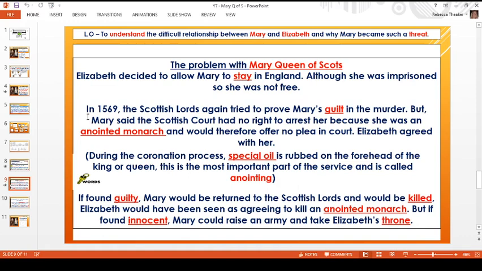In 1569, the Scottish lords again tried to prove Mary's guilt in the murder of Lord Darnley, but Mary said that the Scottish court had no right to arrest her because she was an anointed monarch.